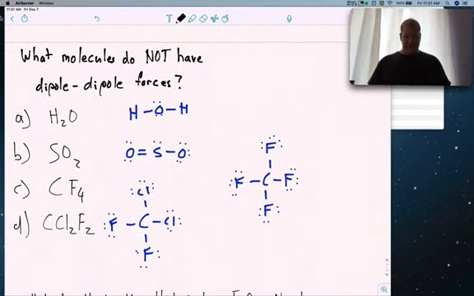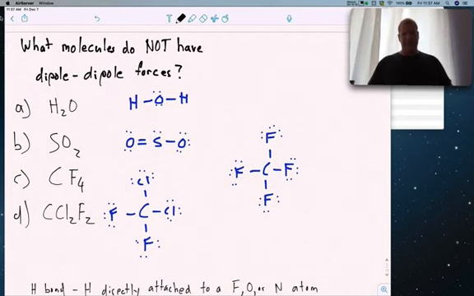So if you'd like, you can pause the video right now and try to work on this problem. If not, you can listen to my solution. Which of these molecules do not have dipole-dipole forces? Water is a bent molecule. All bent molecules are polar, therefore it has dipole-dipole forces. It also has hydrogen bonds, which I'll talk about soon. Sulfur dioxide is a bent molecule. All bent molecules are polar, therefore it has dipole-dipole forces. Tetrafluoromethane is tetrahedral and each of the atoms is the same, therefore this is a nonpolar molecule. It does not have dipole-dipole forces.